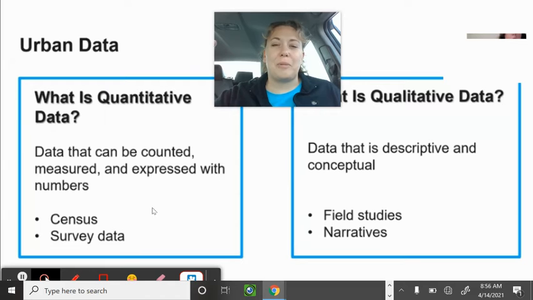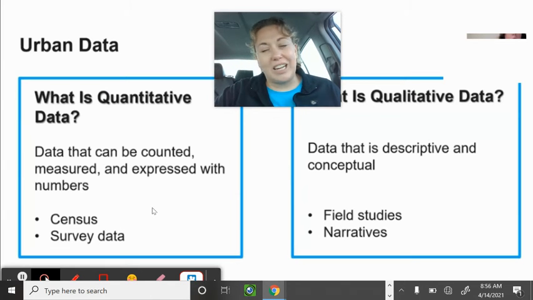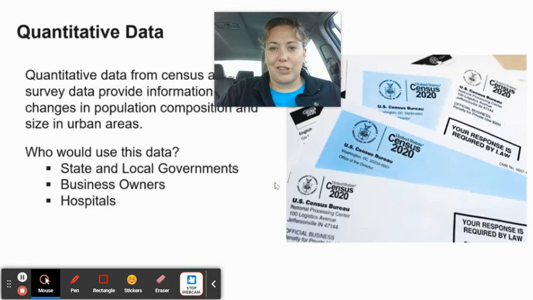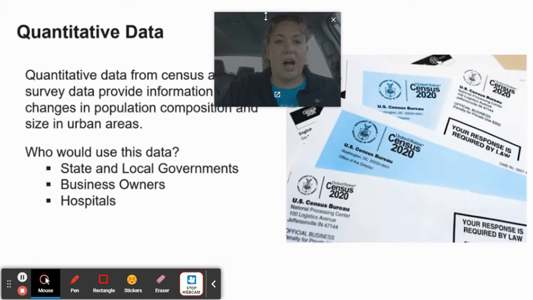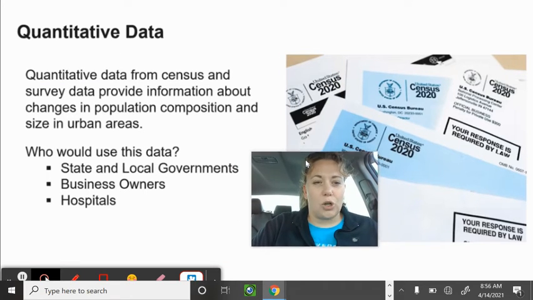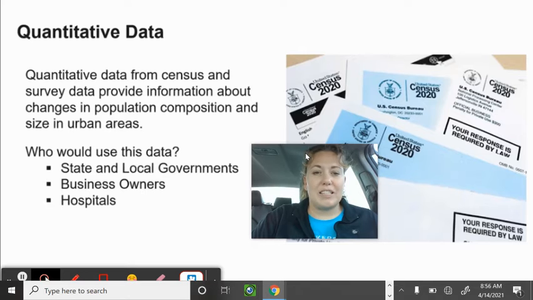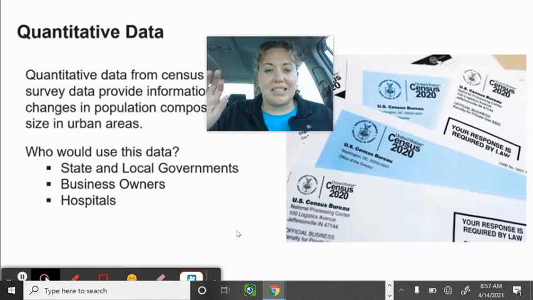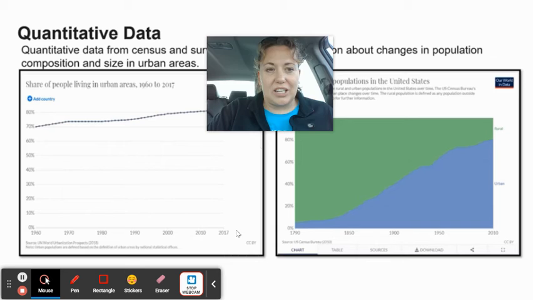Qualitative data, we get that from a field study. We get that from narratives. We interview people about how they feel about a place. That's how you get those data. Qualitative or quantitative data from the census provides information about who lives there and changes in those sizes. Businesses, state and local governments, and hospitals use this data to figure out who they are serving.